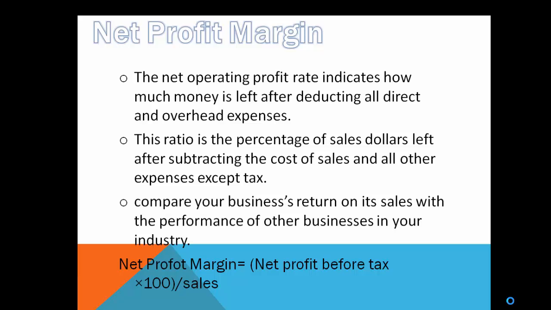Net profit margins. The net operating profit rate indicates how much money is left after deducting all direct and overhead expenses. This ratio is the percentage of sales dollar left after subtracting the cost of sales and all other expenses except tax. It provides a good opportunity to compare your business's returns on its sales with the performance of other businesses in your industry. The formula for the net profit margins is net profit before tax times 100 divided by the sales.